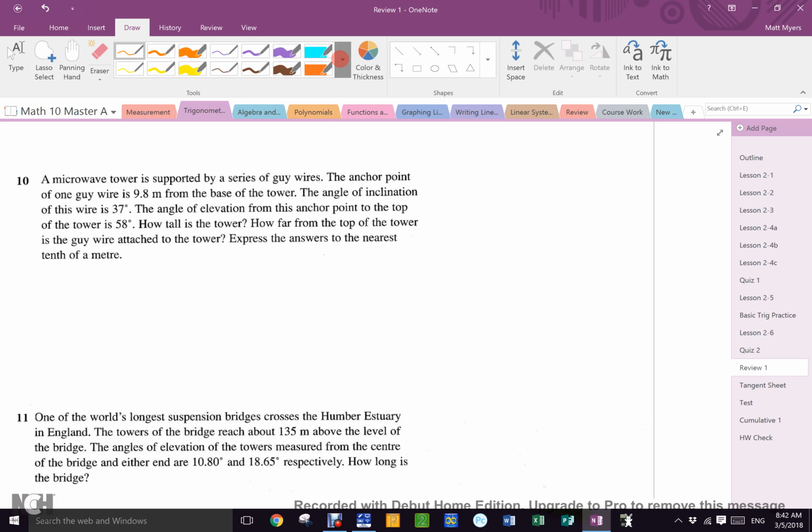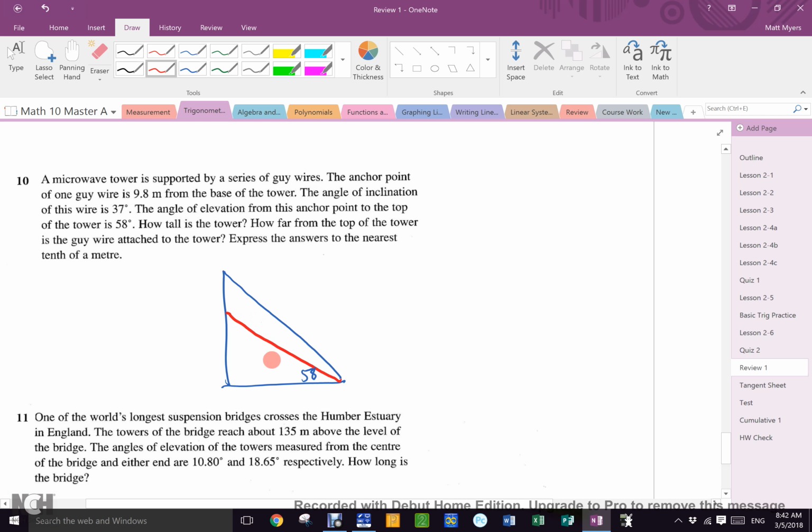Microwave tower. You had a question just like this in your previous work. There's the tower. The anchor point of one guy wire is 9.8 meters from the base of the tower, and that inclination is 37. It doesn't go to the top because the other one goes to the top, and it's 58. So this one's 58. And then there's a second one, 37. And then the whole thing is 58. I want to know how tall is the tower. And along the bottom there, it's 9.8. Which one do I need for the height of the tower, the 58 or the 37?